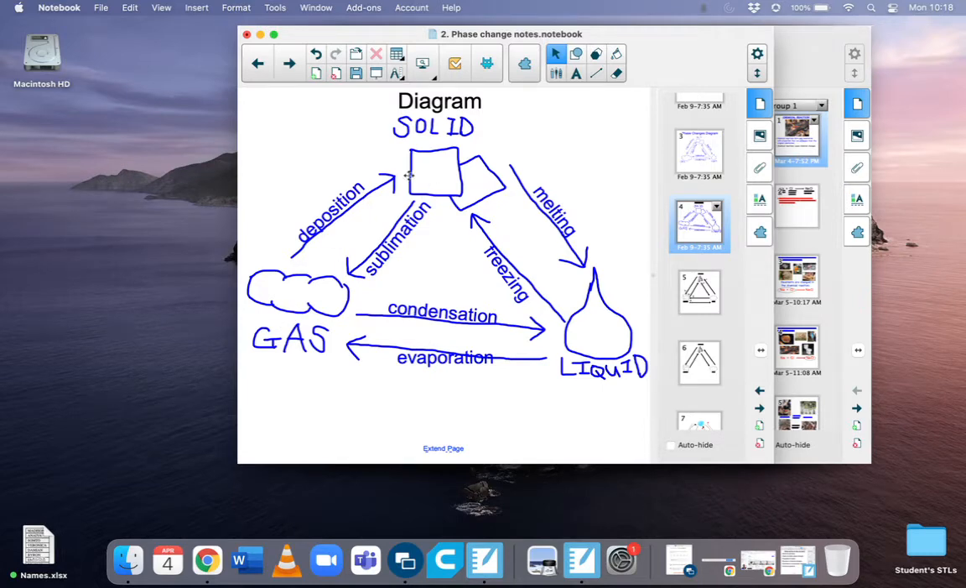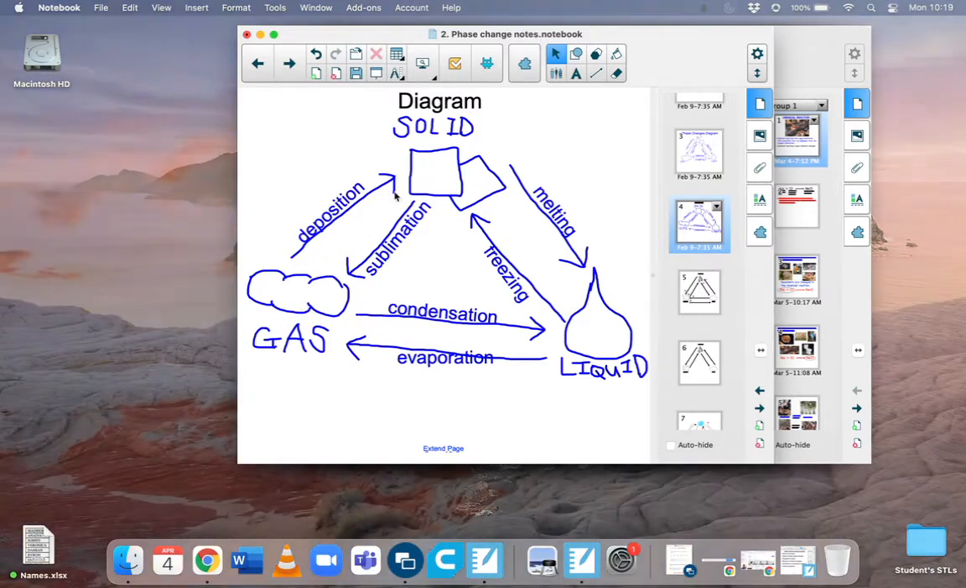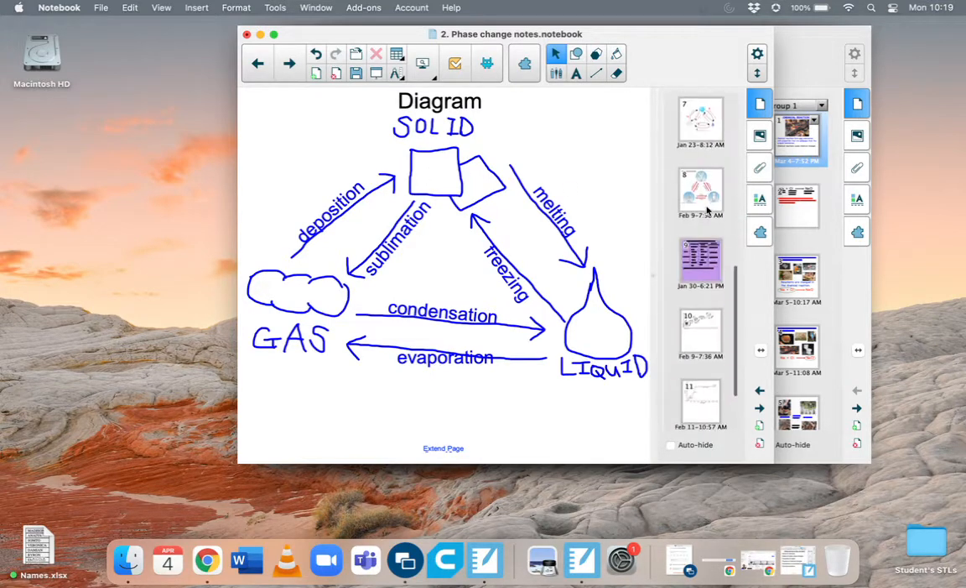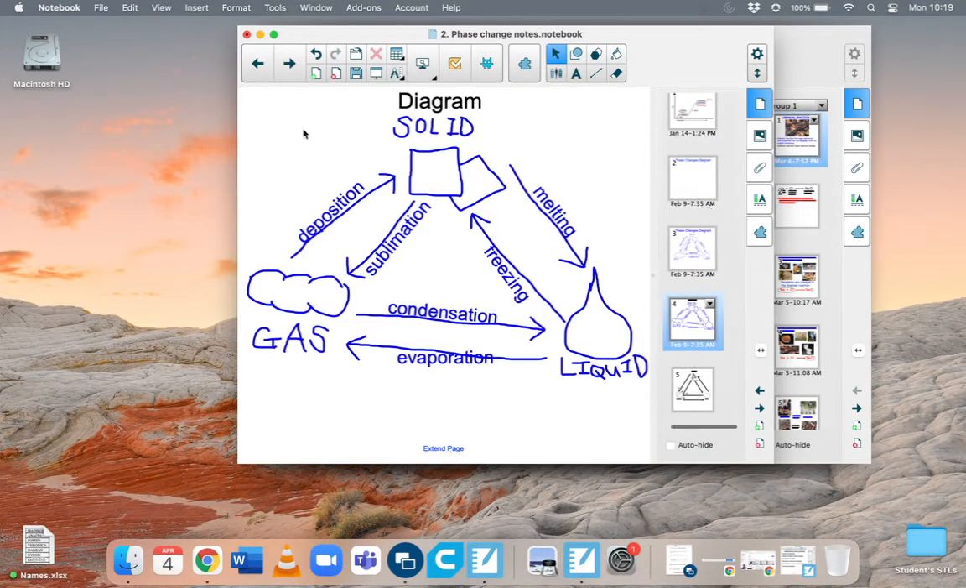The difficult ones are the two that are between solid and gas. So if you think about dry ice, we have a solid piece of dry ice, and then it's hot. The atoms start moving so quickly that they turn right into a gas, skipping the liquid phase. That's called sublimation. And if you go the reverse way, you take a gas and super cool it really quickly so that it turns back into a solid. That's called deposition. All right, that's phase changes. Make sure you know that.